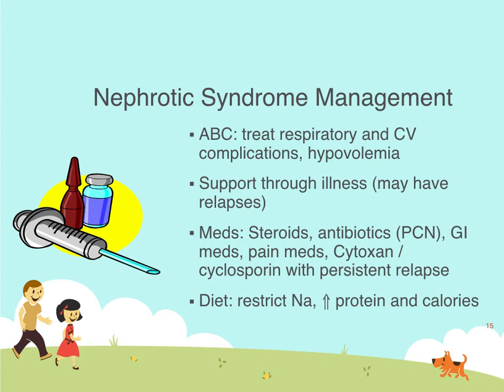The management of nephrotic syndrome includes the ABCs. We're going to treat any of the respiratory and cardiovascular complications immediately, as well as hypovolemia. We have to be careful with the fluid support because we don't want to fluid overload them at the same time. We need to support the child and the family through the illness because, as I said, they have remissions and exacerbations.